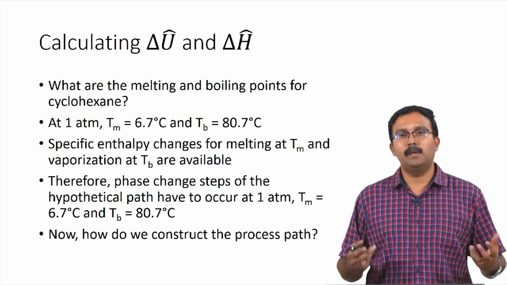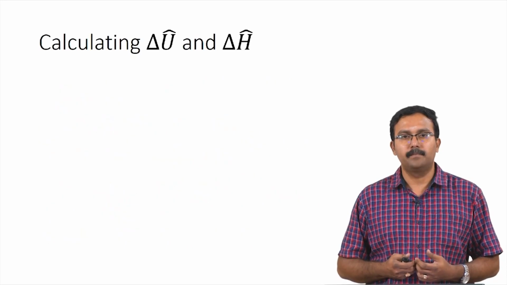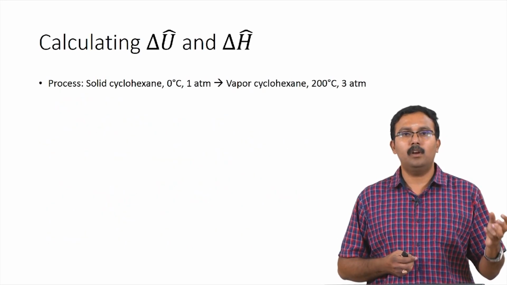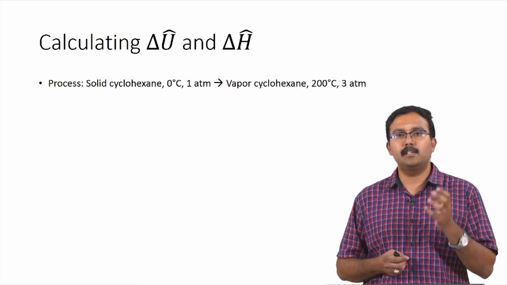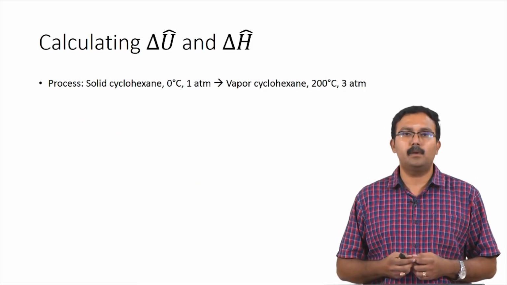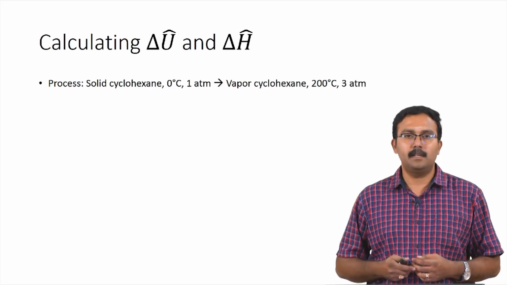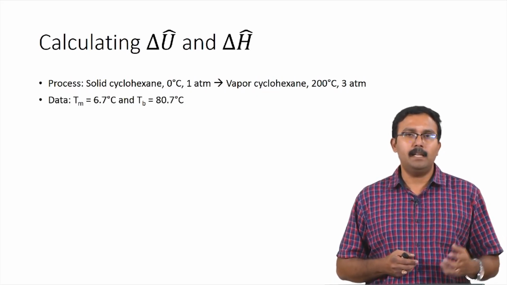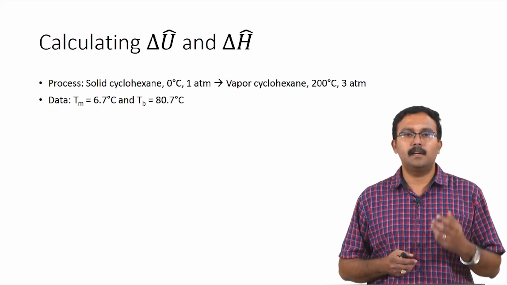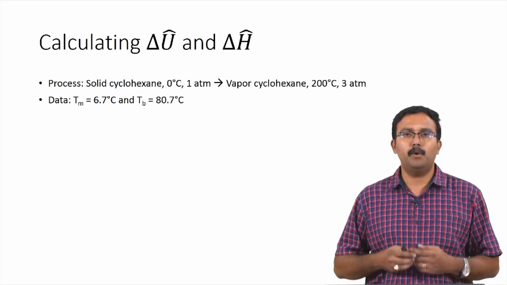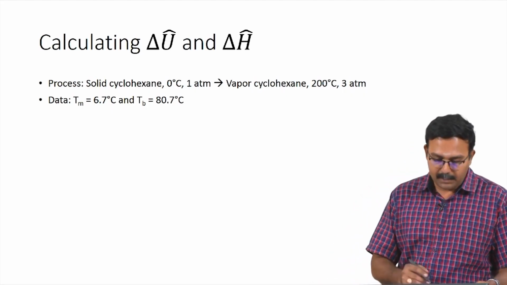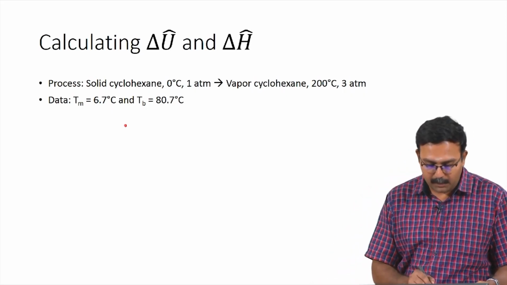Now, let us see how we can construct this hypothetical path. So, we have been told that the overall process is solid cyclohexane at 0 degree Celsius 1 atmosphere going to vapor cyclohexane at 200 degrees Celsius and 3 atmospheres, and we have also been given data that melting point for cyclohexane is 6.7 degrees Celsius and boiling point for cyclohexane is 80.7 degrees Celsius. Using this information, let us try to build the hypothetical path.